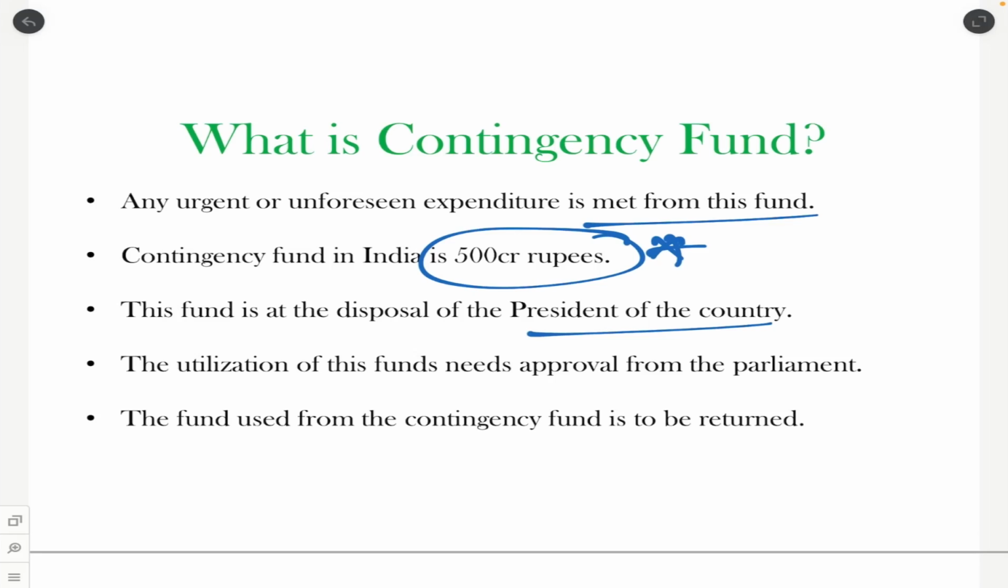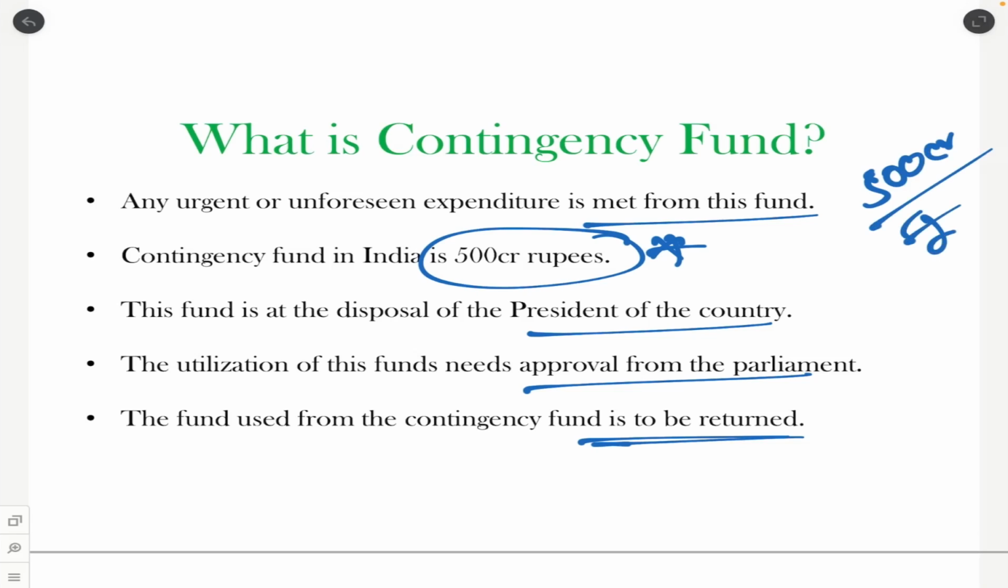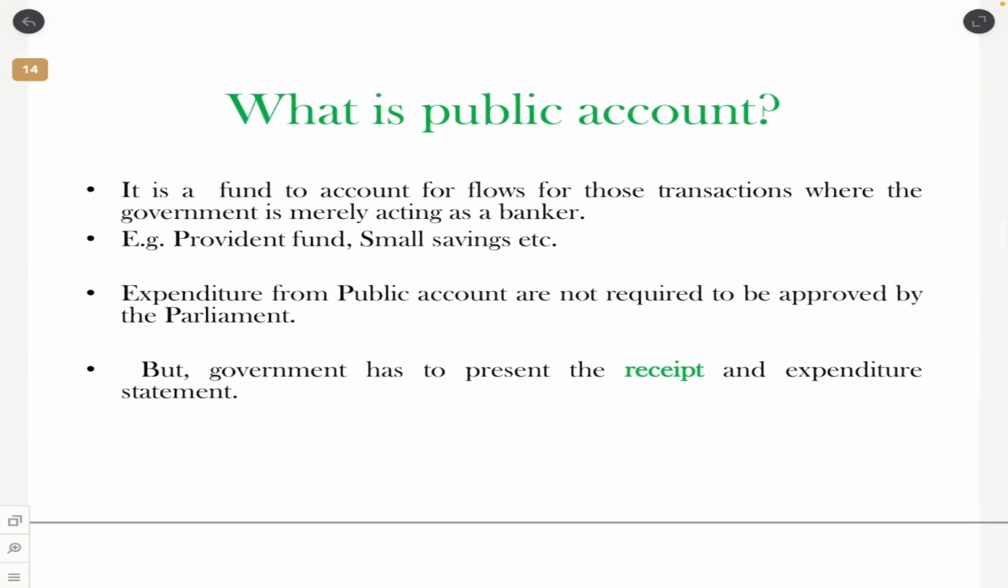The utilization of this fund needs approval from the parliament. So the parliament will gather, they will discuss, then decide whether that emergency fund or the contingency fund should be used or not. The fund used from the contingency fund is to be returned. So government borrows this 500 crore rupees, for example, to meet some unforeseen expenses. Once things settle down, once the economy is back to normal, that money has to be returned to the contingency fund. At any point of time, the balance should be 500 crore rupees. So that is about the contingency fund. Easy to remember, easy topic.